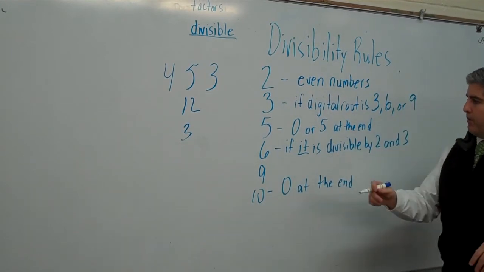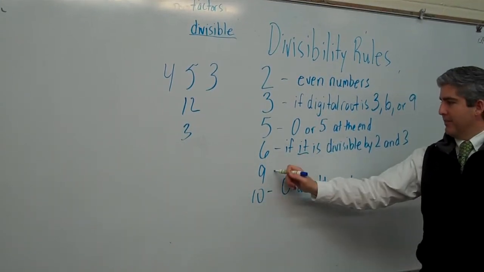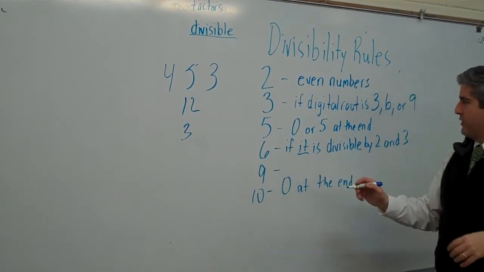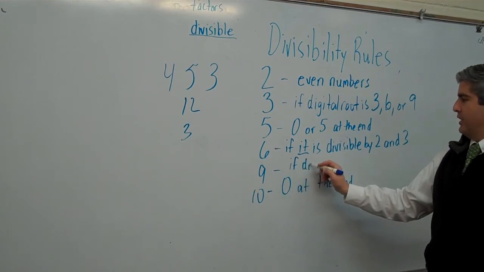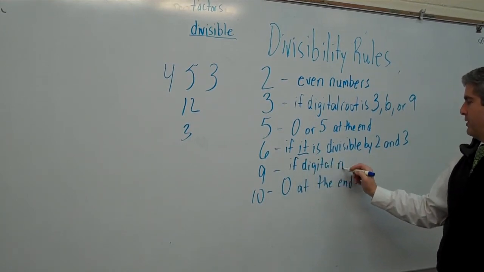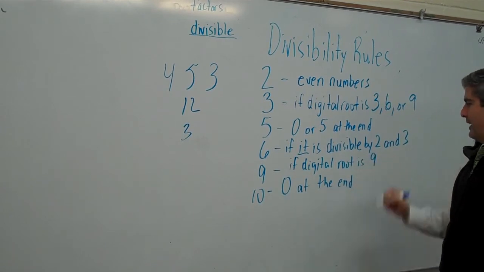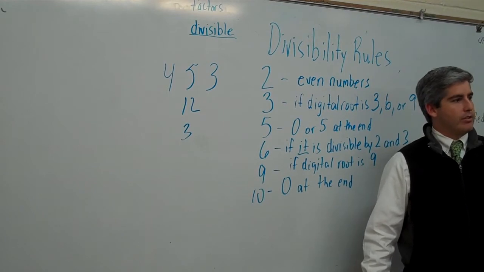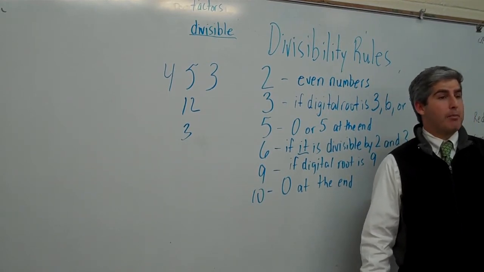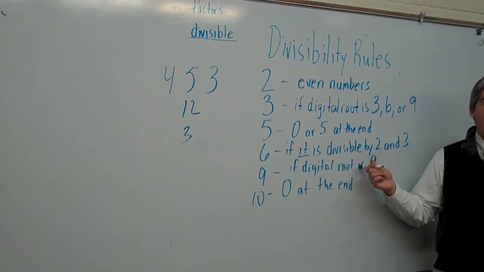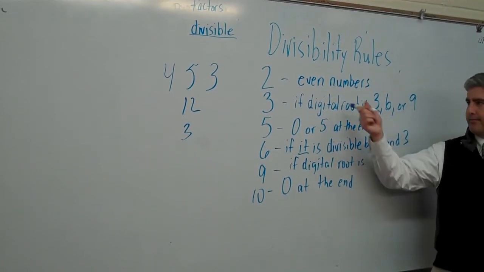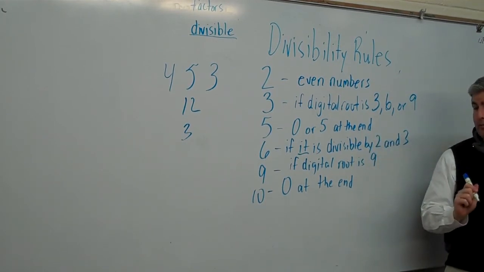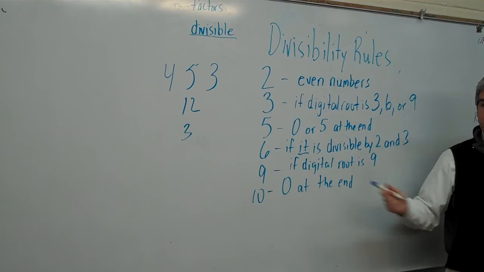Okay? So, then we go to 9. 9 is really easy, as long as you understand how to find the digital root. It's another digital root problem. If the digital root is 9, then it's divisible by 9. Okay? So, if I give you a number and it's divisible by 9, what do you automatically know it's also divisible by? 3. Now, it might be divisible by 6 and it might be divisible by 2, but you don't know. And it might be divisible by 5, might be divisible by 10.